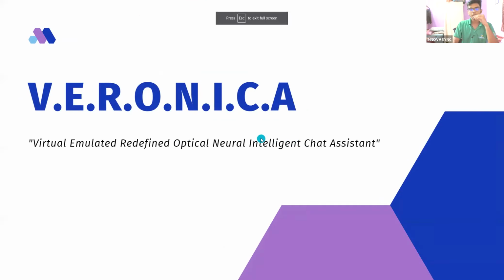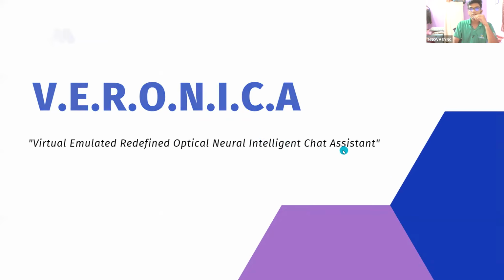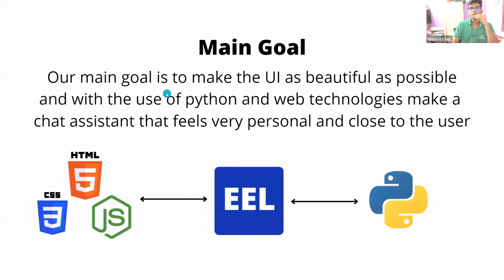So this is my project, Veronica. This is a chat assistant. The main goal of this project was to create the UI as beautiful as possible. I wanted to connect 2 technologies: Python, which is very robust in machine learning, AI and backend work, and I've used the open source project known as Eel to connect both worlds together, so that I can use HTML, CSS and JavaScript for the user interactivity part, and Python modules for the chatbot experience.